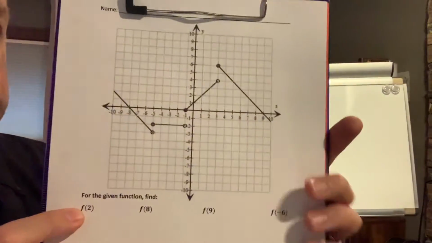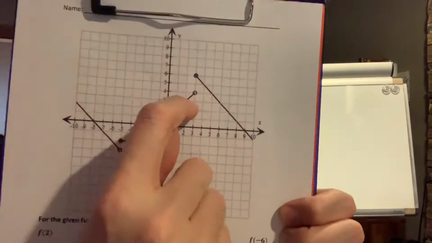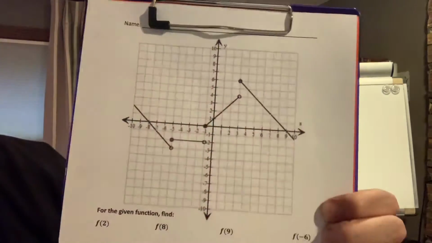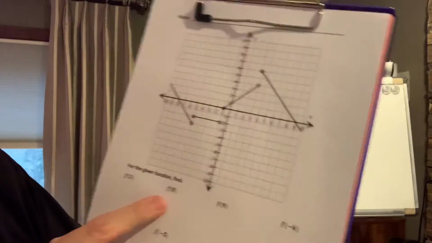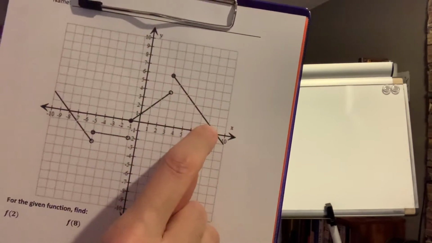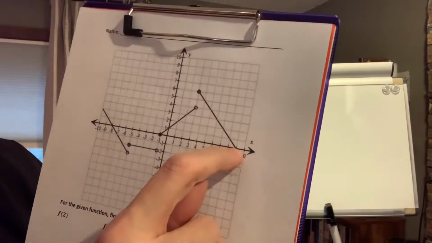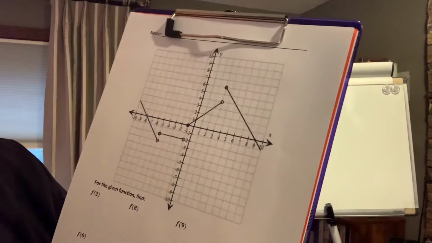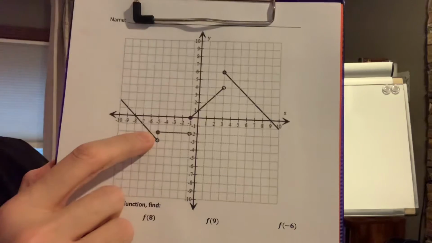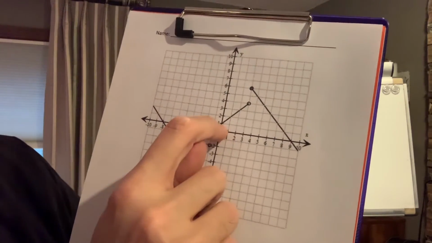First one is f of 2. So when x is 2, what is the output? Looks like it's up here at 3. So (2, 3) is a dot on that point of the graph. F of 8, well, when x is 8, looks like we're at a y value of 1, so the answer is 1. F of 9 is right on the arrow, so it's a 0 y value. F of negative 6, go back to negative 6, and it looks like we're at negative 2 for a y value.